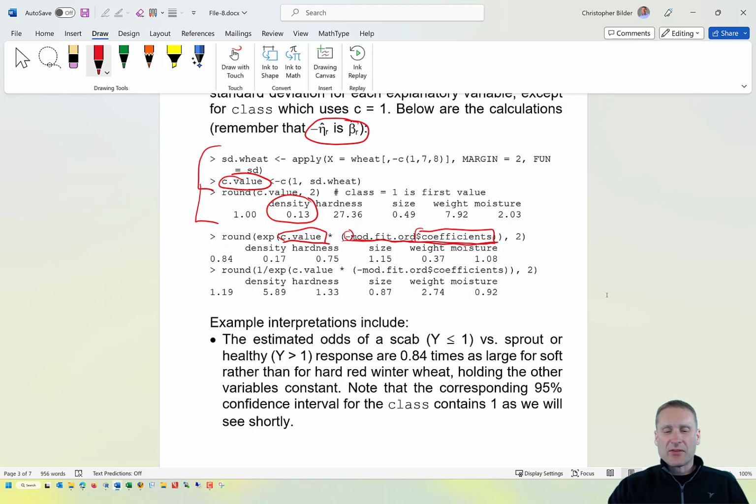$coefficients. I round everything to 2 decimal places, and here are my estimated odds ratios. If I were to invert the odds ratio, then this is what I get. So for example, let's focus on density there, 5.89.